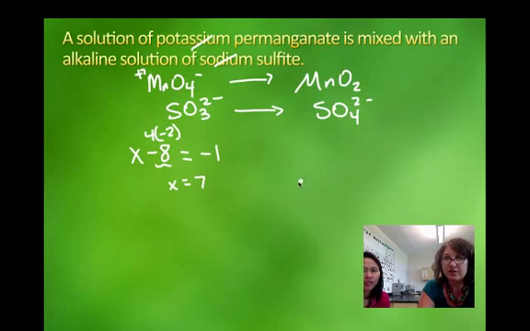Okay, let's look at it over here. We have a compound now, so it's 0 charge. And 2 oxygens is -4, and 1 manganese. So now it went from a 7 to a 4. So it reduced. It went down.